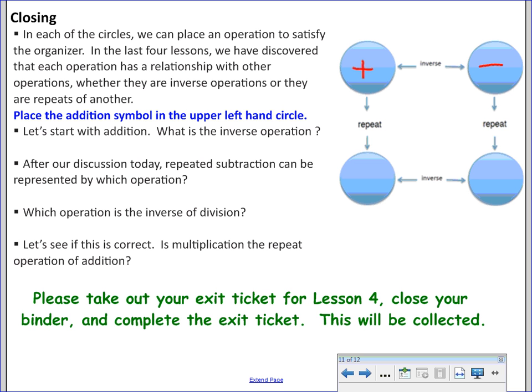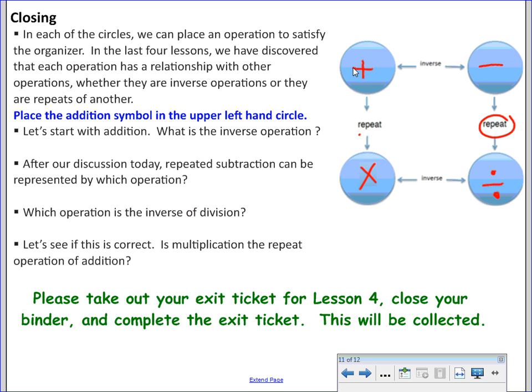Today we discussed repeated subtraction. So repeated subtraction is what operation? Division. And what's the inverse of division? Inverse meaning opposite. Multiplication. And what is repeated addition? Multiplication. So we can see how all the different operations are related.